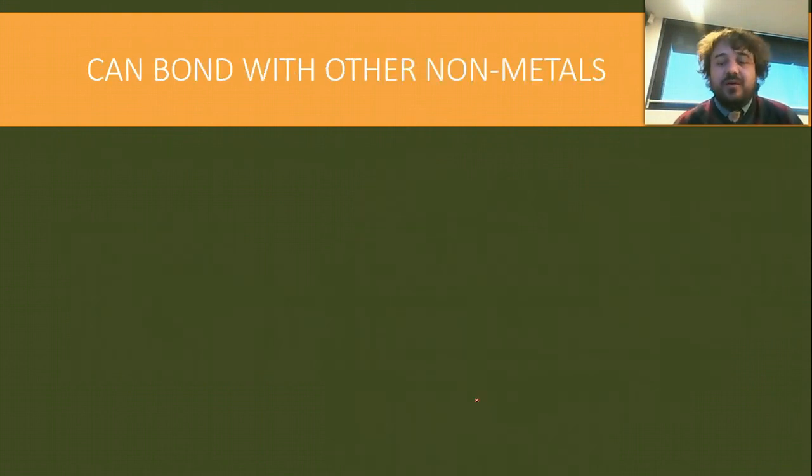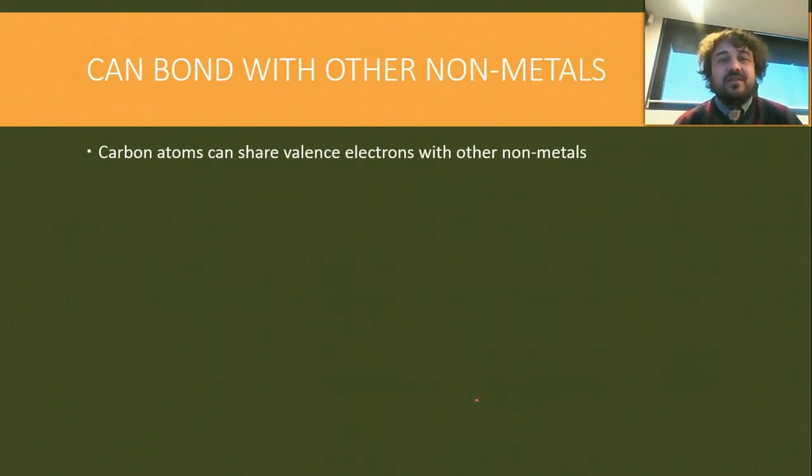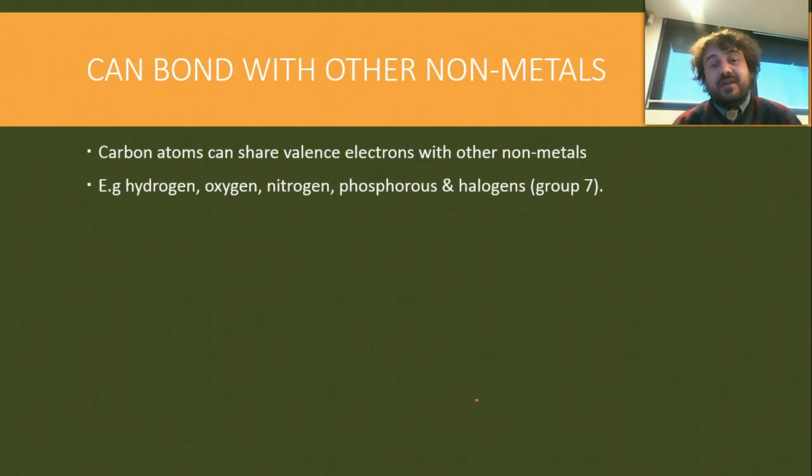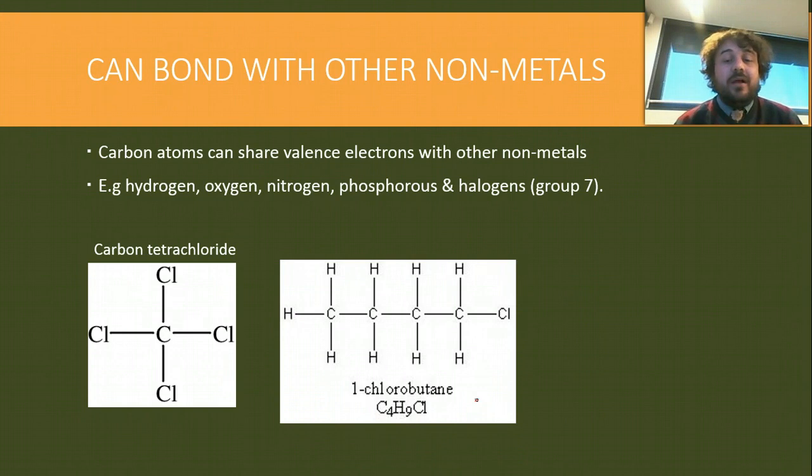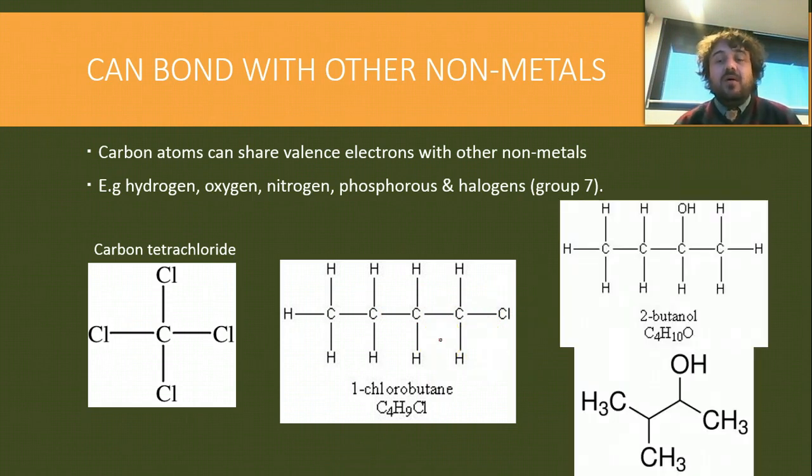So carbon can also bond with other nonmetals. It can share its valence electrons with nonmetals. For example, these tend to be hydrogen, oxygen, nitrogen, phosphorus, or the halogens, which are in group 7. So that's your chlorine. So you can have carbon tetrachloride, tetra meaning 4. 1-chlorobutane, and again, butane, because it's got 4 carbons, with the 1 Cl off the back there. Or you've got 2-butanol, with an OH group, and when we said it was like a zigzaggy structure, that's sort of what we mean.